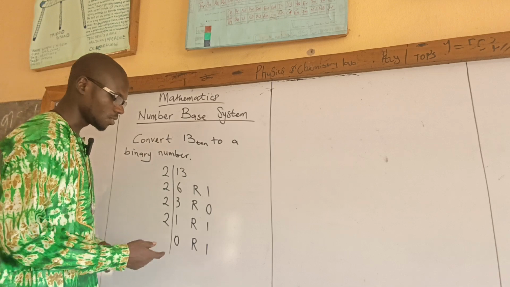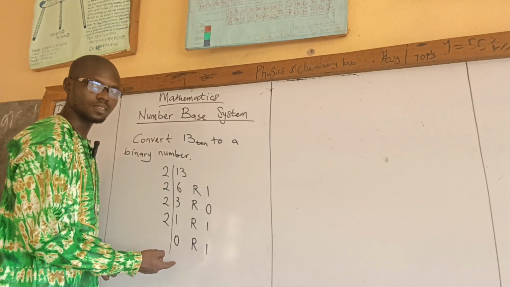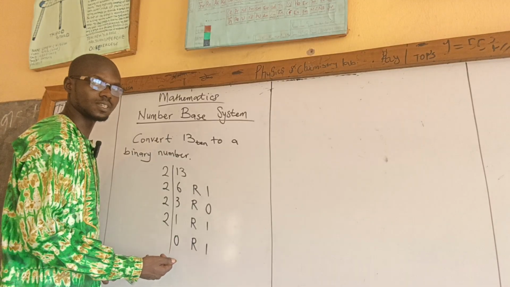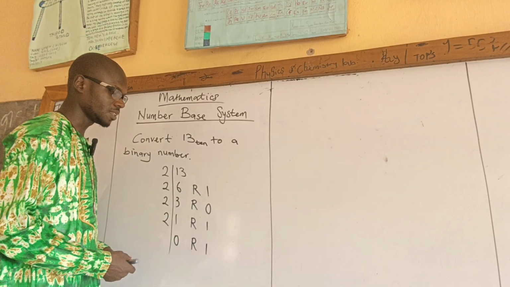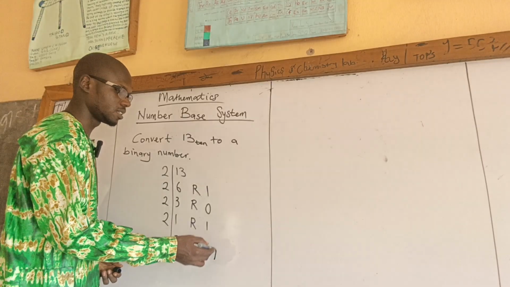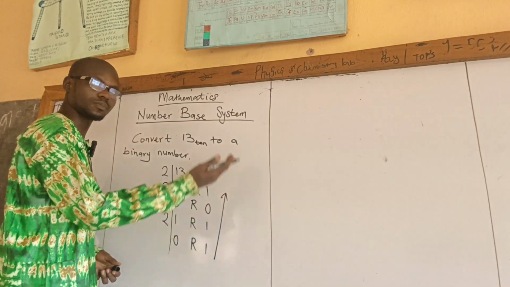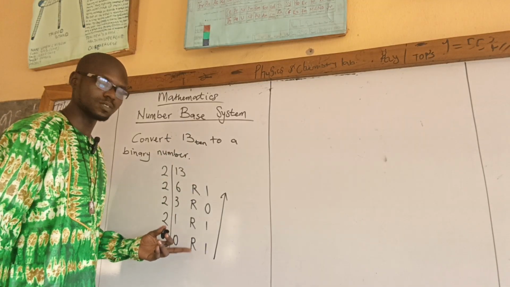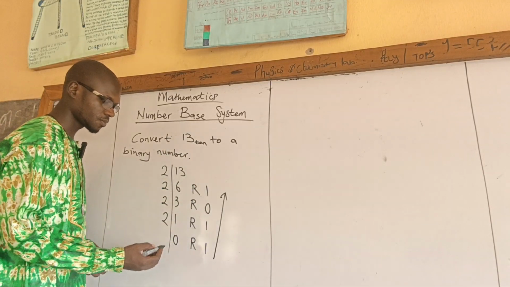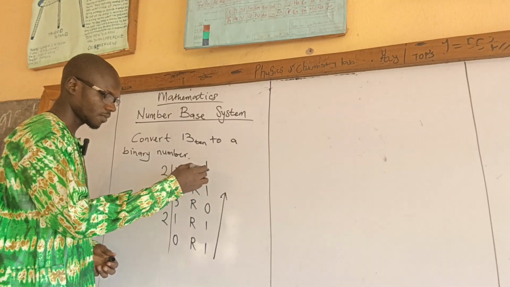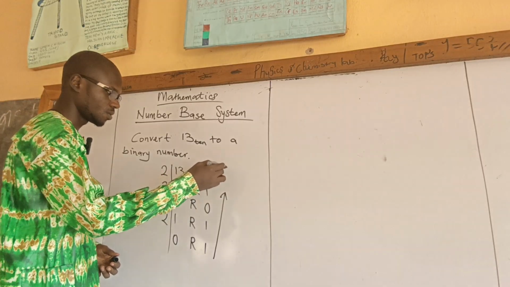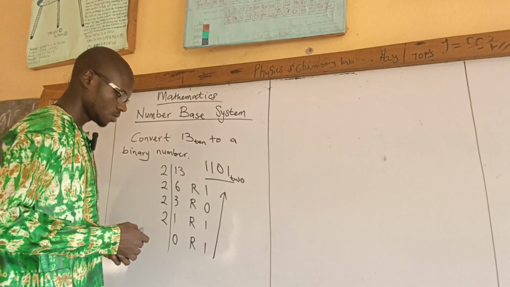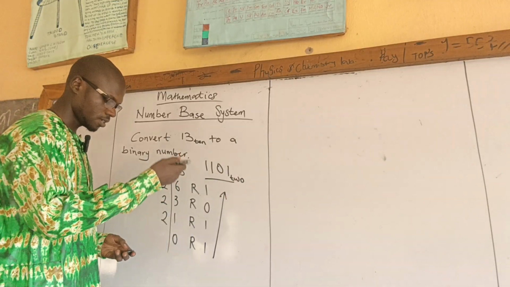So until you get 0 here, you must not stop. You have to continue until you have the final 0. Once you get the final 0, you stop there. And when you are reading it, you read upward, that is from down up. So if we are reading our answers upward, this will give us 1, 1, 0, 1, base 2. So this is the number in base 2.